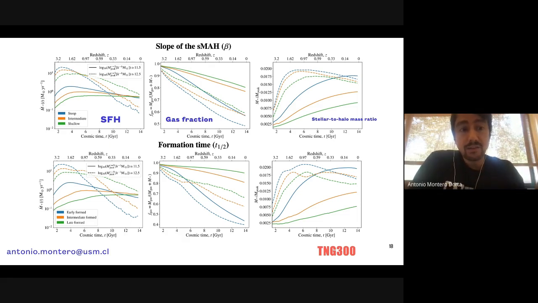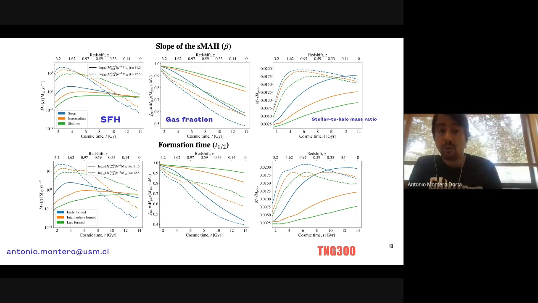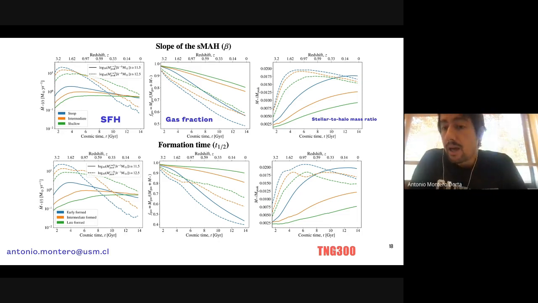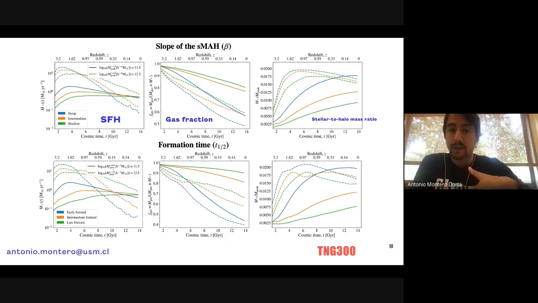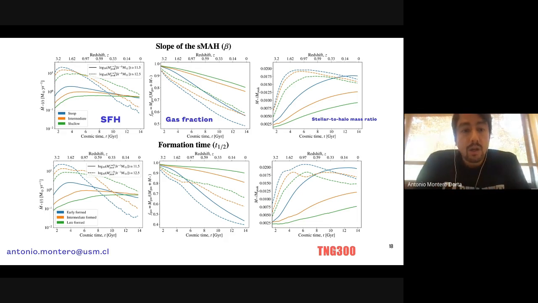What we find is that galaxies in halos with steeper betas, as you can see in the top left panel here, have their star formation history peak earlier than for shallower betas. Their gas fractions drop also earlier, so they're quenched earlier. And their stellar to halo mass ratios also are larger for these steeper beta galaxies, right?